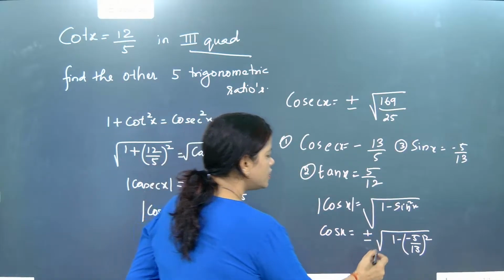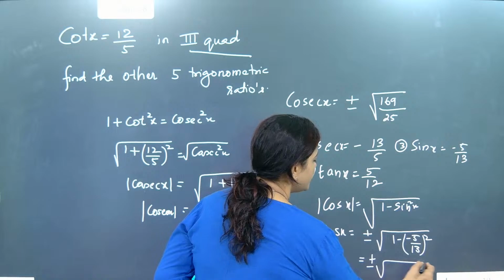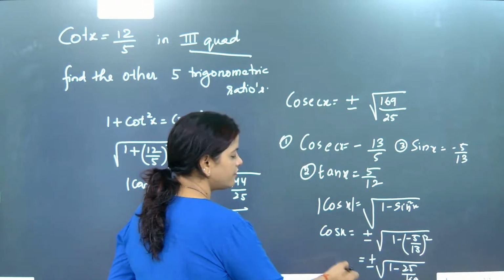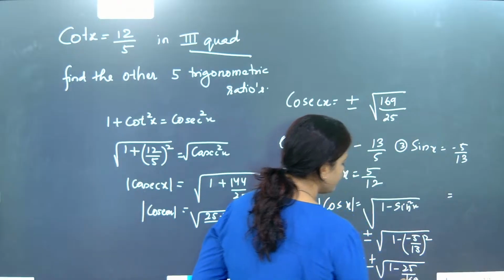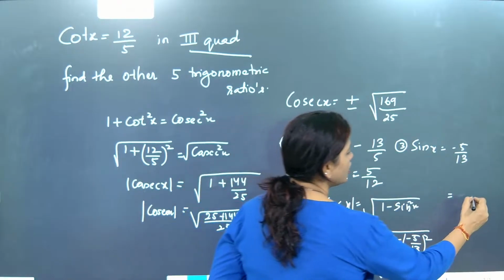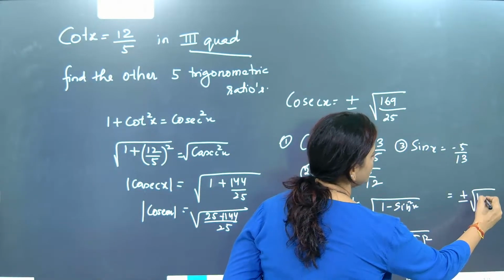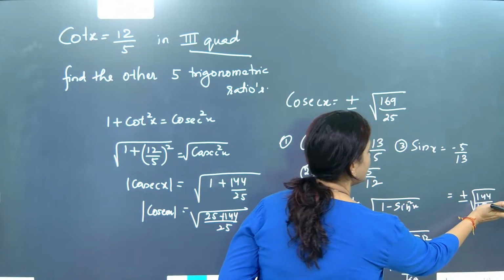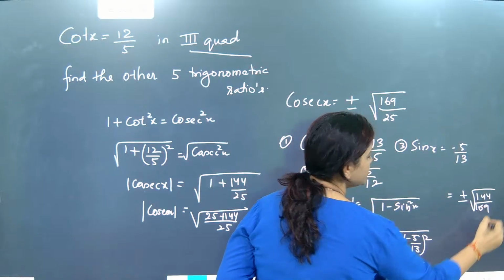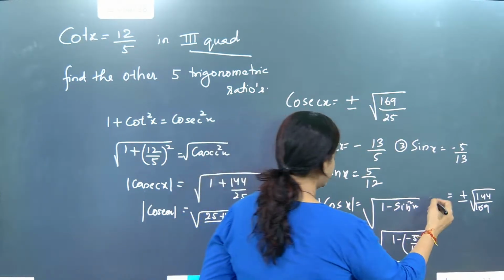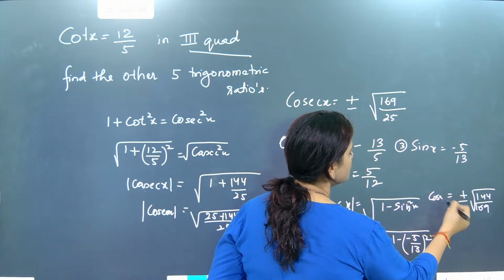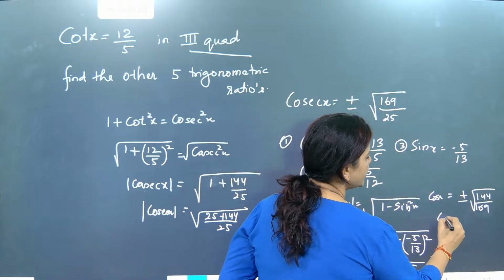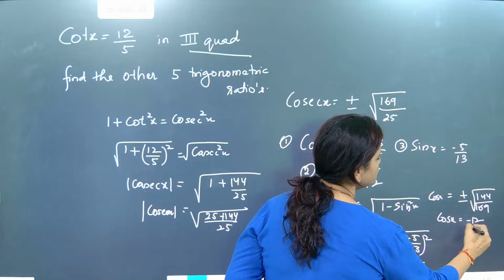Once you do it like this, it is coming plus minus root under 1 minus 25 by 169. Again, when you solve, 169 minus 144, so it is coming plus minus root under 144 by 169. This is cos x. And since x is in the third quadrant, cos x is negative. So cos x will become minus 12 by 13.